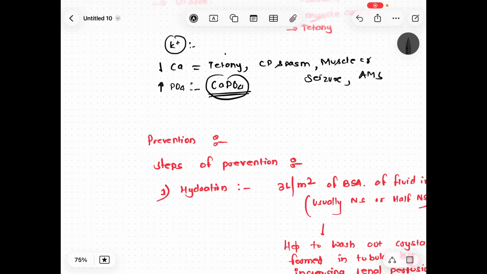Others are fluid overload, edema, and congestive cardiac failure. These are often secondary to the fluid shifts and renal impairment.